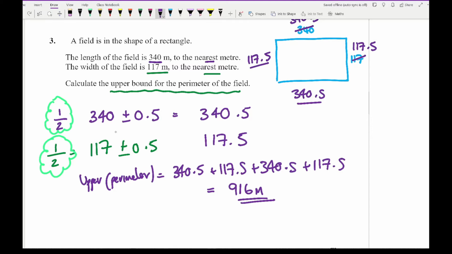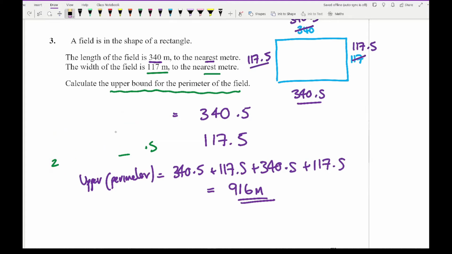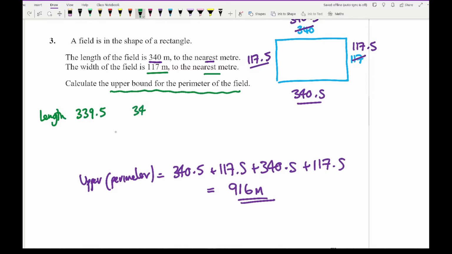So if I just get rid of all of this, just to create a bit more space. For the length, the smallest is going to be 339.5 and the upper is going to be 340.5. For the width, it's going to be 116.5 and 117.5. So it's just a case of working with those lengths to find the area if the question did ask me for that. But for this particular question, the answer is as shown.